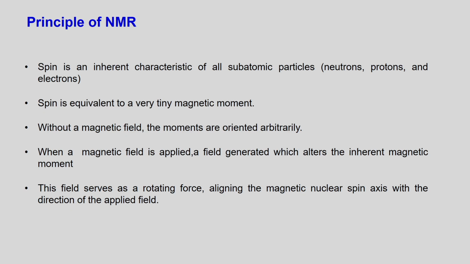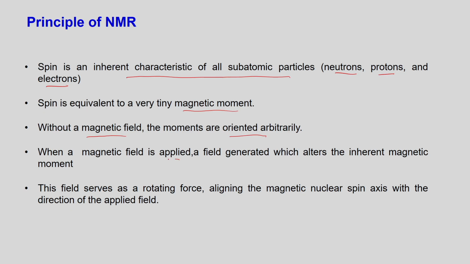A proton has a spin. Spin is an inherent characteristic of all subatomic particles. As you know, all subatomic particles, let us say neutrons, protons and electrons, have a spin associated with them, so they spin around their axis. If it is spinning, it will have a magnetic moment associated with this spin. When molecules, atoms or nuclei are at rest, without a magnetic field, these moments are oriented arbitrarily, lying in random directions.